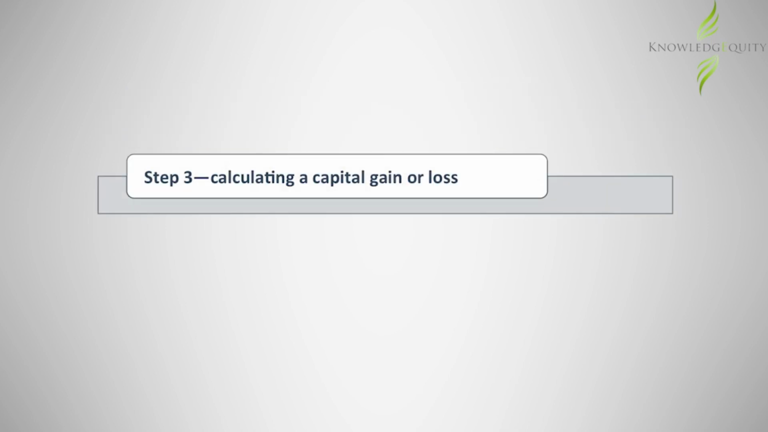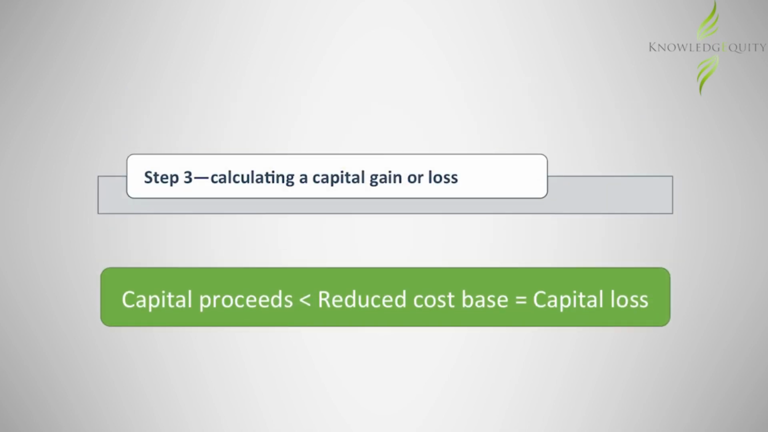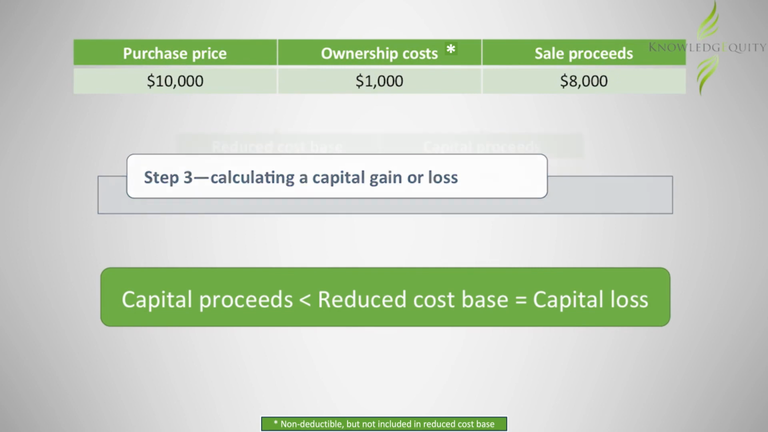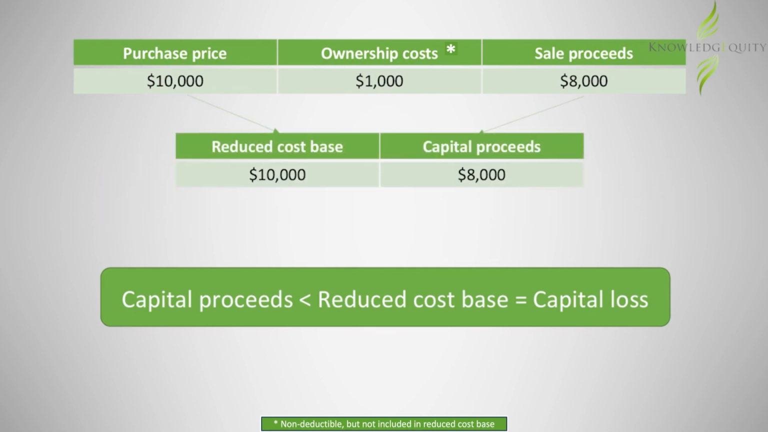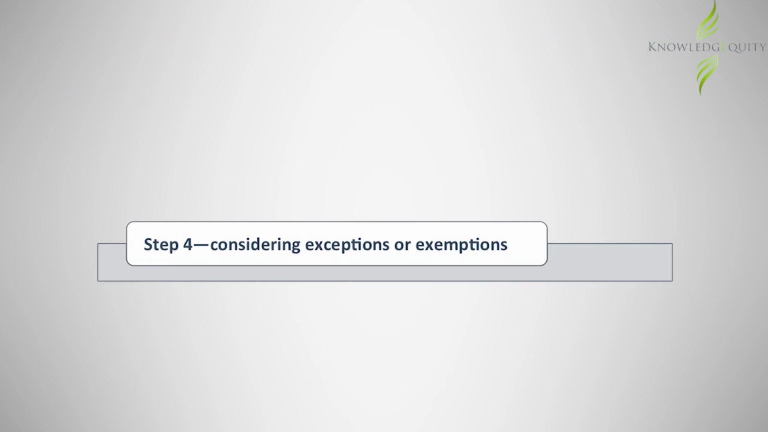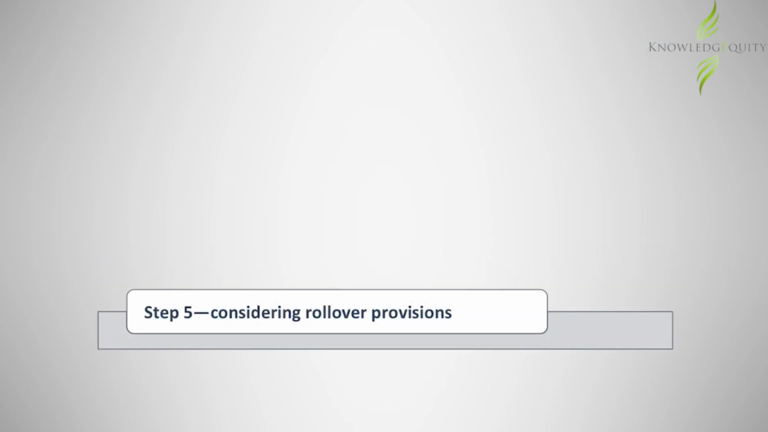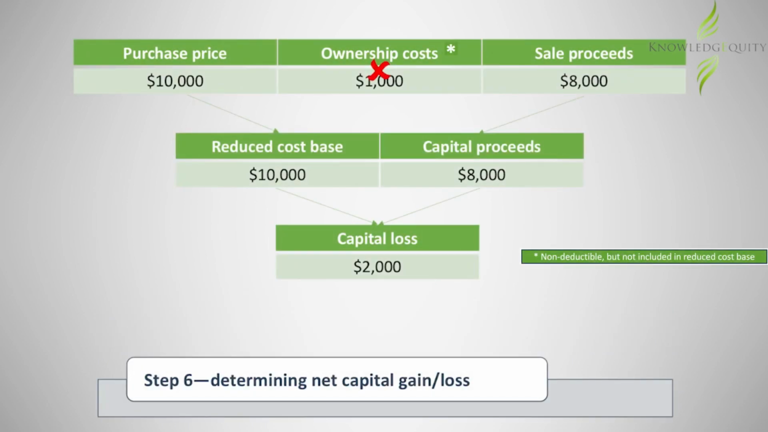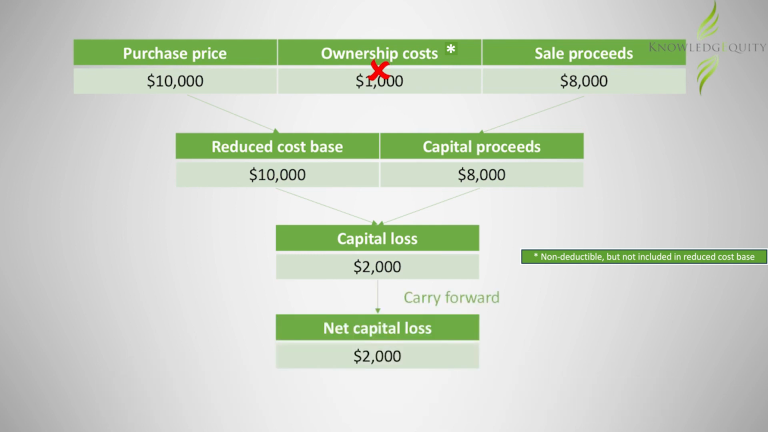In this situation, a capital loss arises as the capital proceeds of $8,000 are lower than the reduced cost base of $10,000. Here, we exclude the costs of ownership of $1,000. There are no exceptions or exemptions to consider, and no rollover provisions apply. The capital loss is $2,000, and assuming it is not able to be offset against any capital gains, it can be carried forward as a net capital loss. Therefore, there is no net capital gain in this period.